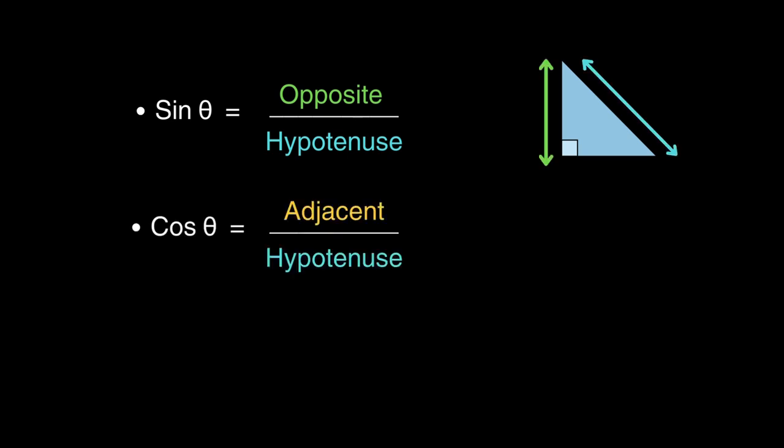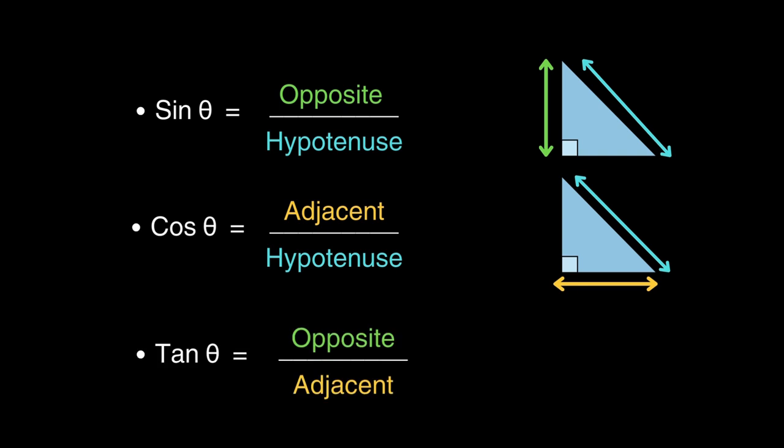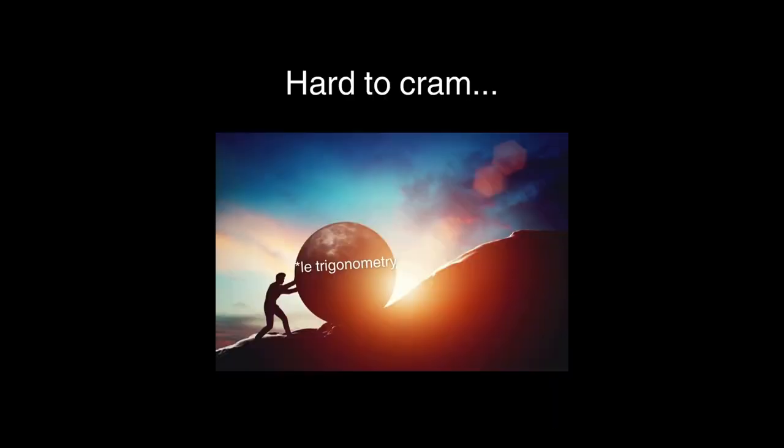The cosine of an angle, cos theta, is the ratio of the length of the adjacent side to the hypotenuse. The tangent of an angle, tan theta, is the ratio of the length of the opposite side to the adjacent side. Now I know that these might be hard to cram and remember, so there's a mnemonic to remember these: SOH CAH TOA. We will be using this mnemonic for the majority of this video, and it's easy to remember.